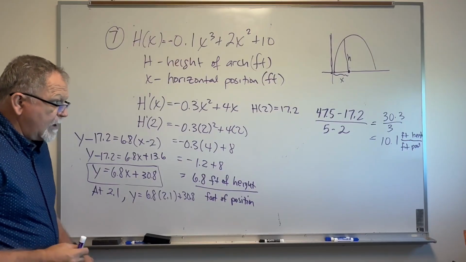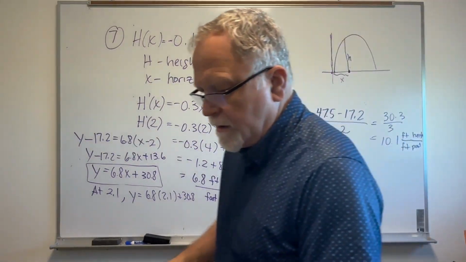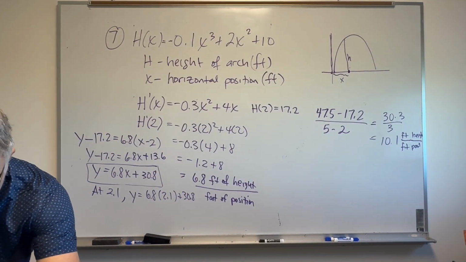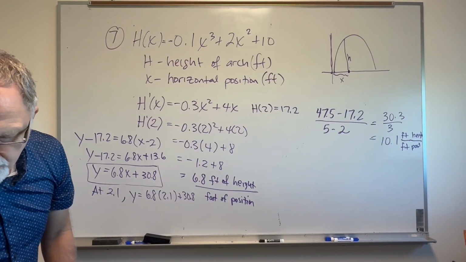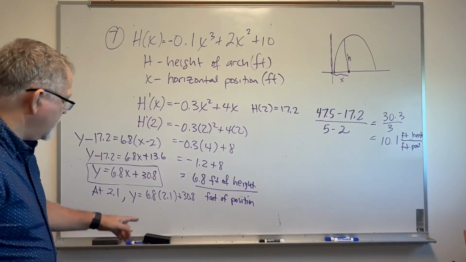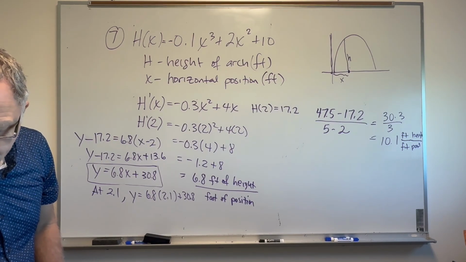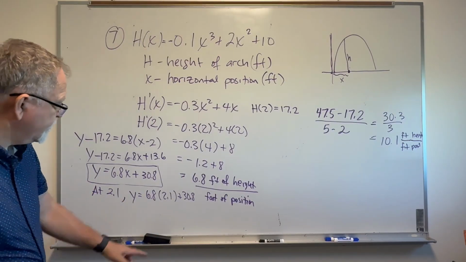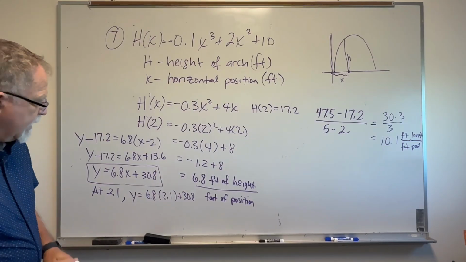And I'm going to have to go around my iPad. All right, so I'm just going to bring up my iPad to do that calculation. So I've got 6.8 times the 2.1 plus the 30.8.